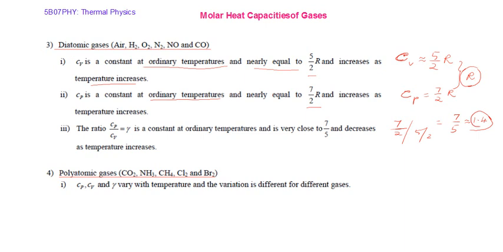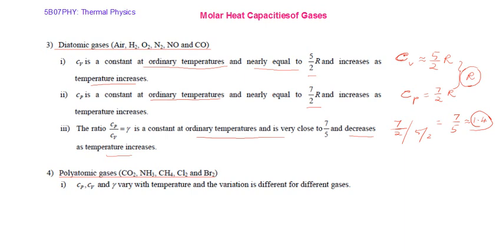Okay, 1.4, or 1.41 or so. That is the value usually given in problems of adiabatic expansion of air, or any other diatomic gases as such. There is a specialty: it is constant at ordinary temperatures, and it decreases as temperature increases, and that is the relation that is given for that.